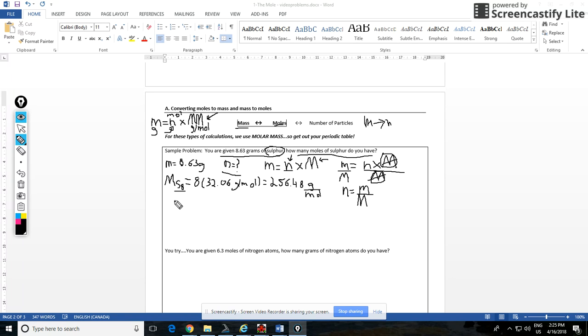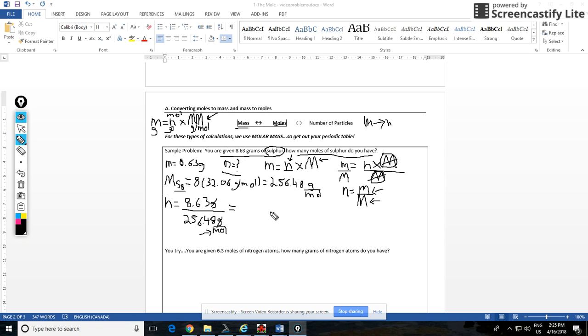So now you can use your equation. n, little n, is equal to little m over big M. You can plug in the data that you're given. So we'll do little m is 8.63 grams divided by the molar mass of sulfur, which is 256.48 grams per mole. Write all your units in, and notice that you have grams over grams, so they cancel out. And what you have left is moles. So using your unit calculation, you can see that you did the right step.